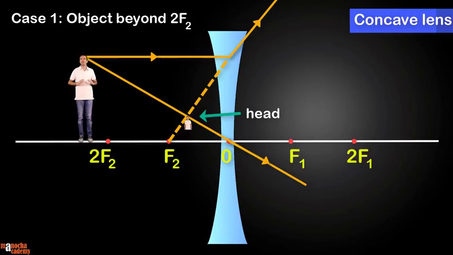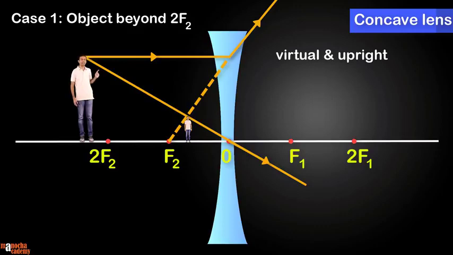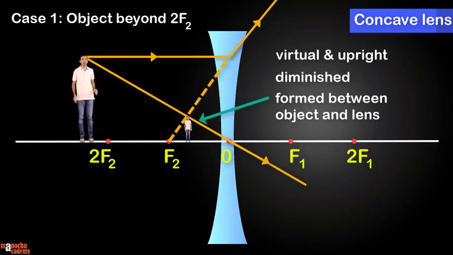We don't need to draw rays for that. You simply extend the image, that is the top of the image, to the principal axis and you get the bottom of the image. So as you can see, the image is formed between me, the object, and the concave lens. What are the properties of the image here? That's right, the image is virtual and it's upright. The image is diminished and it's formed between the object and the lens.